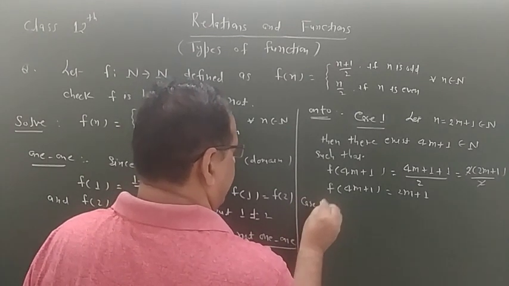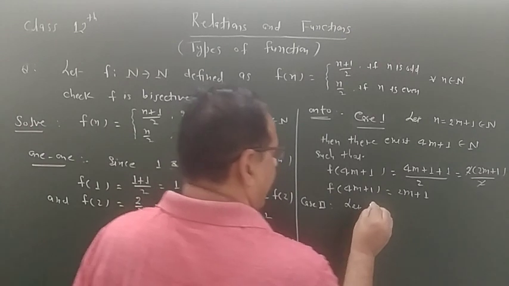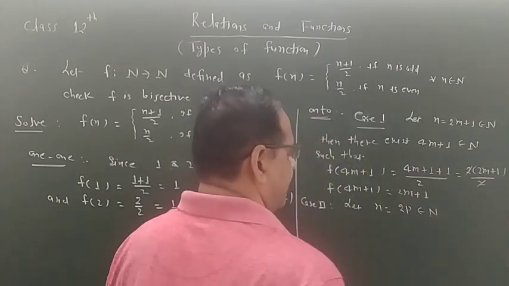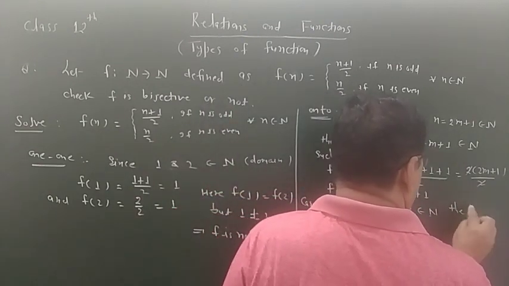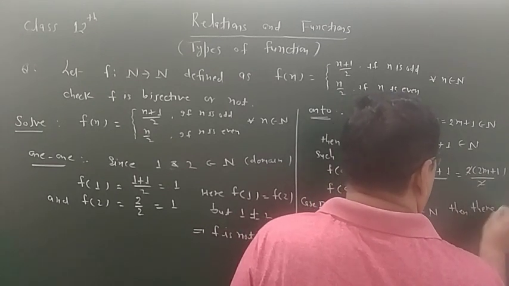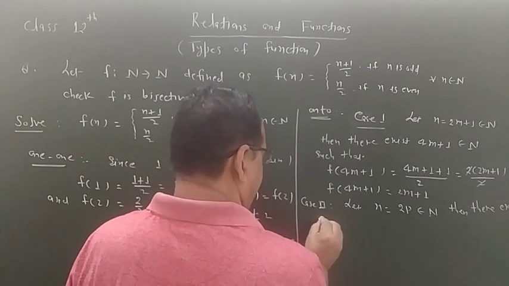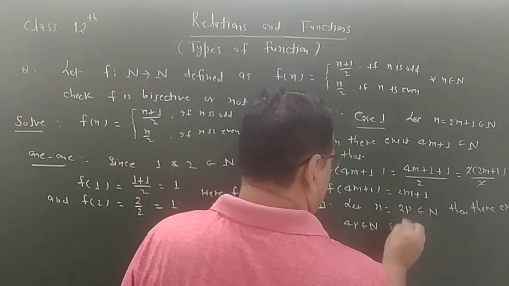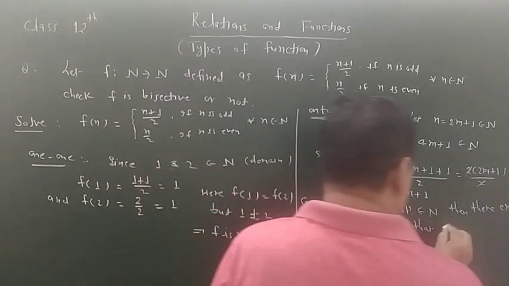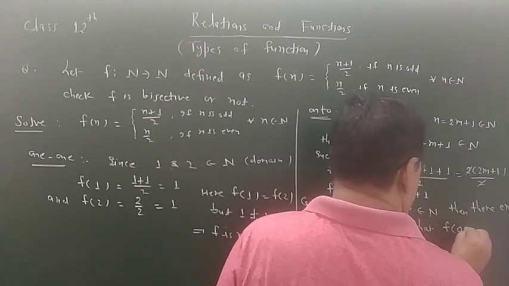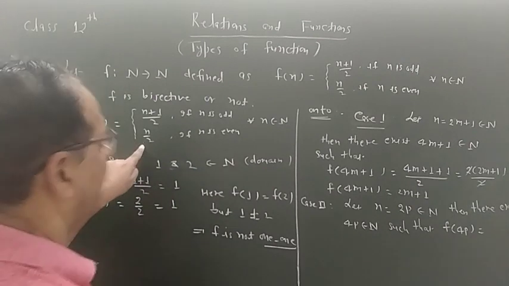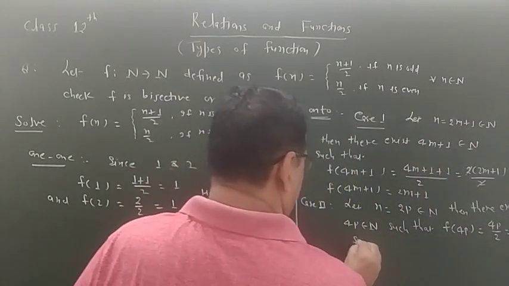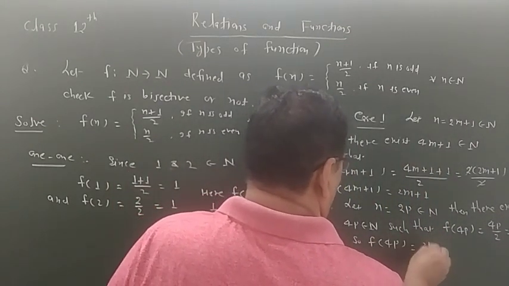Case 2: let n equal to 2p belongs to N. Then there exists 4p belongs to N such that f(4p) equal to 4p upon 2, equal to 2p. So f(4p) equal to 2p.